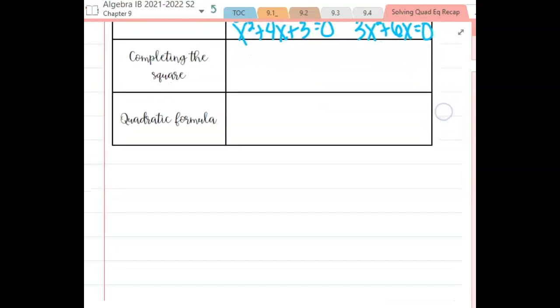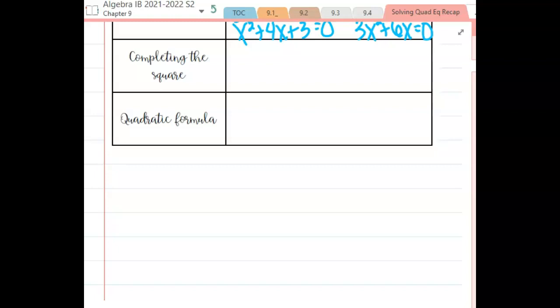Now, we can't always solve by factoring, or maybe you're just not into factoring. Maybe it's not one of your favorite things to do. We did have that completing the square. Now, there's a couple of things where you definitely don't want to do completing the square. It is possible, but it would be very difficult.